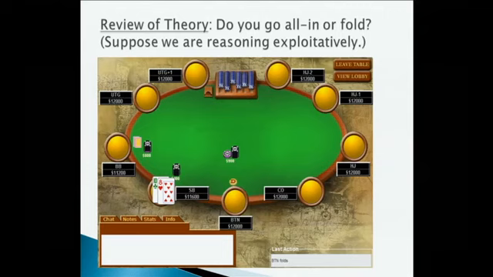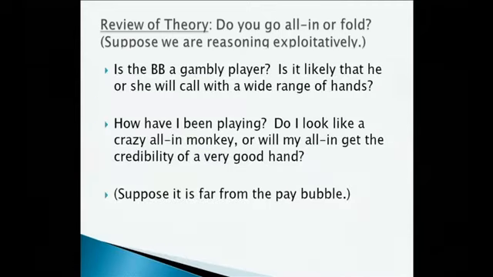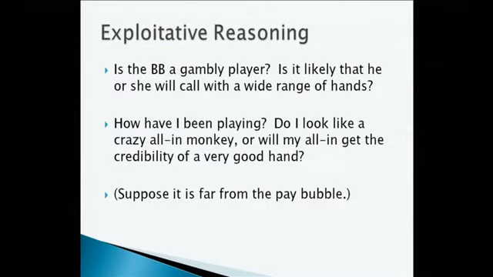So do we go all in or fold here? And let's suppose we're reasoning exploitatively, right? So this was level 2 thinking, not level 3 thinking. So if we're reasoning exploitatively, what's exploitative thinking? We model our opponent, give them a probability distribution, and then play in a way that maximizes our expectation relative to the Bayesian probability distribution we put on our opponent.